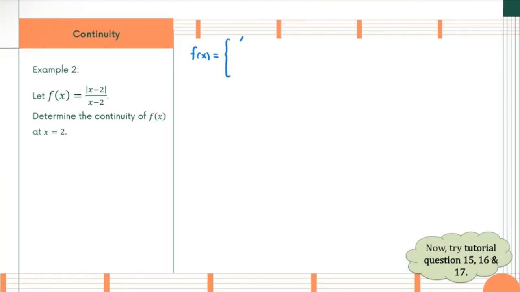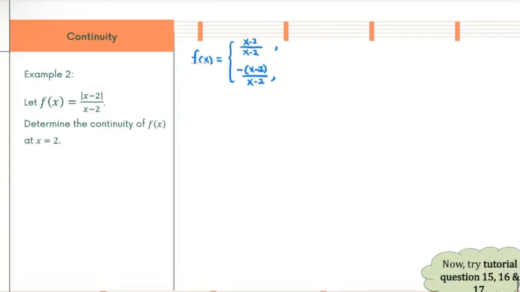Okay, so first it can be a positive (x minus 2) divided by (x minus 2), or it can be a negative of (x minus 2) over (x minus 2). So kenapa dia boleh jadi positif dan dia boleh jadi negatif? Because of this modulus.